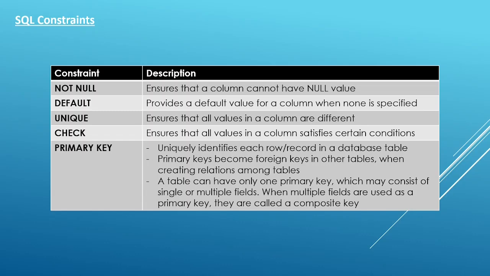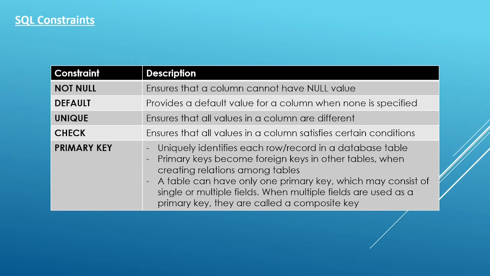The first one is not null. So whenever you declare this constraint, that particular field can never have a null value. If you try to do that, it will throw an error. The next one is default. So if you provide a default value with the keyword default, whenever a value is not provided for that particular column, the default value is taken.